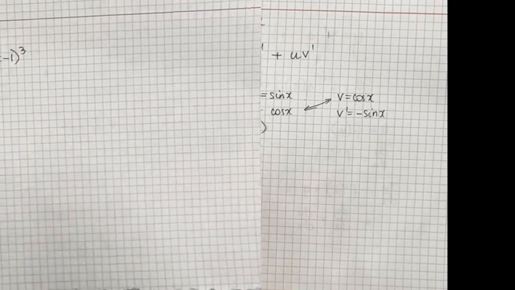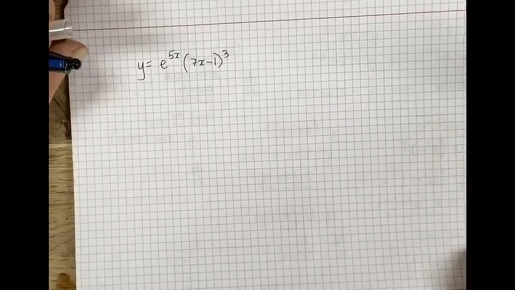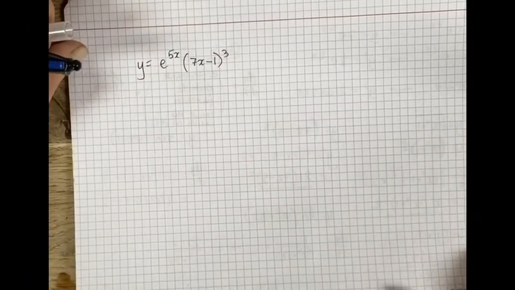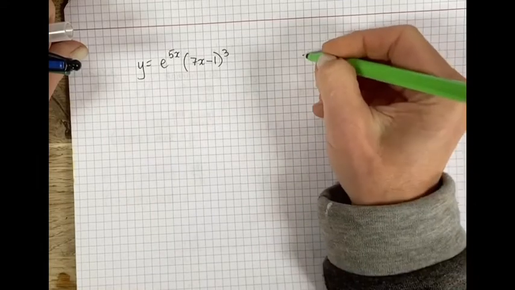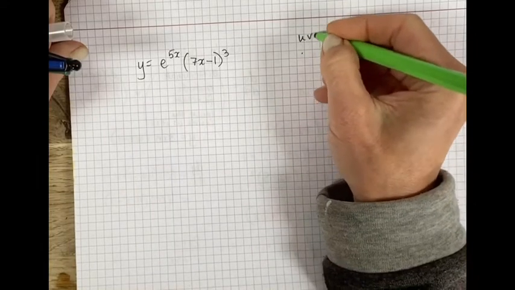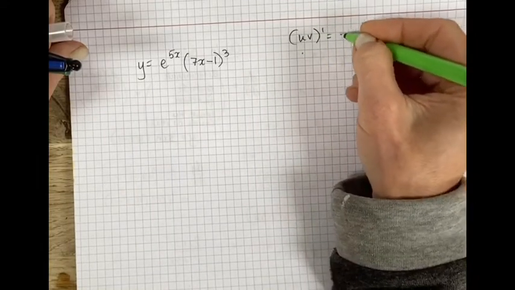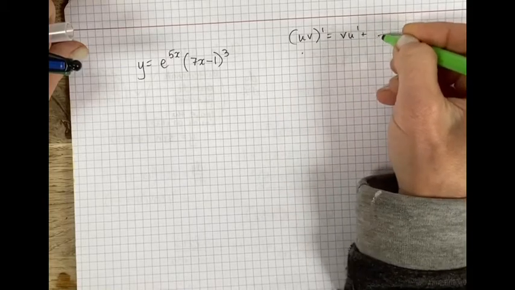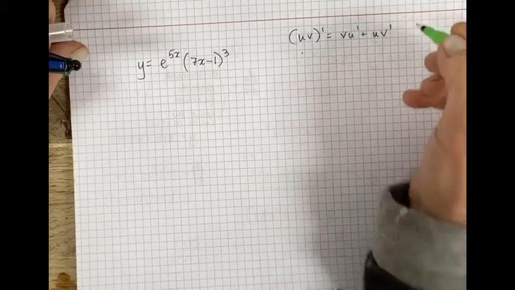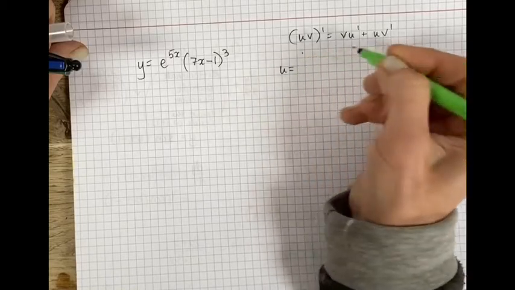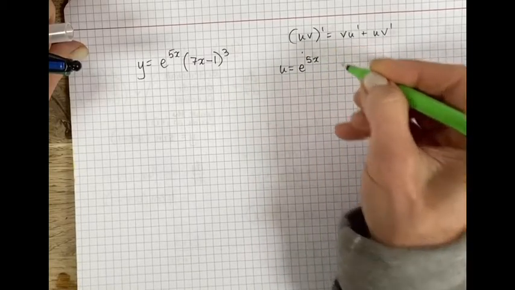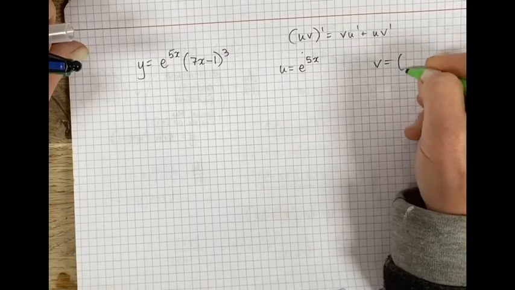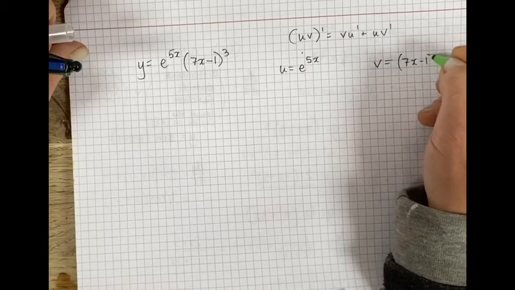Let's have a look at, so here's a different one. You've got e to the power 5x multiplied by 7x minus 1 cubed. Okay, so you've got a product rule because there's a product of two functions. So quote it. Even if you know it by heart, it's always a good idea to quote it in your exam. So you do not need to know it by heart, but the first function is e to the power 5x. And the next one is 7x minus 1 cubed.